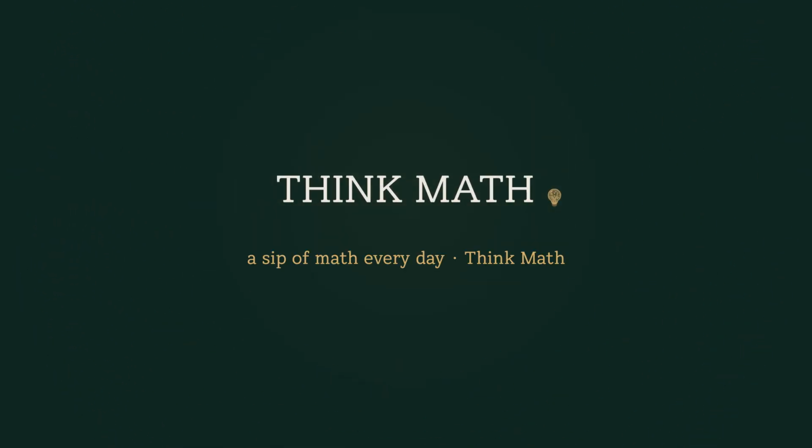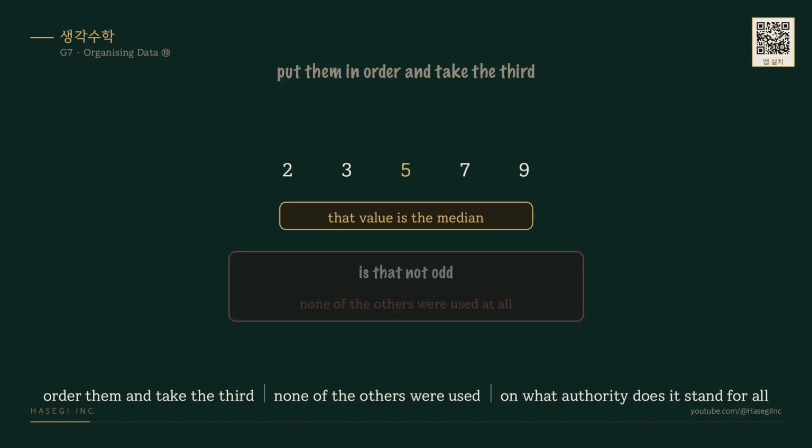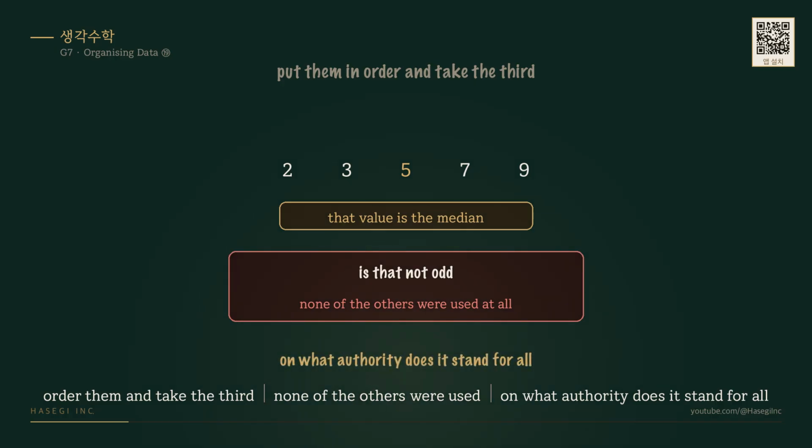Think math. With 5 values, you put them in order and take the third one. We call that the median, but is it not odd? We picked exactly one value and used none of the others. On what authority does that single value stand for the whole set?